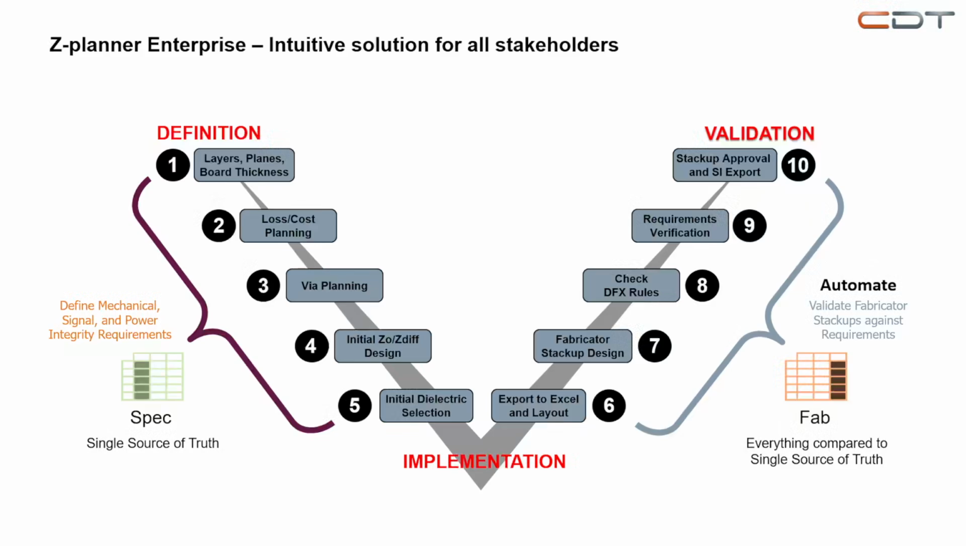So mechanical, signal, and power integrity requirements are defined and validated against the actual fabricator stackups. The workflow covers every stage, from initial dielectric and impedance planning through the via and loss cost analysis to stackup approval and signal integrity expert review. And with automated validation available in ZPlanner, you can ensure compliance without manual checks. In short, ZPlanner streamlines definition, validation, and implementation, making collaboration faster, more accurate, and less error-prone.